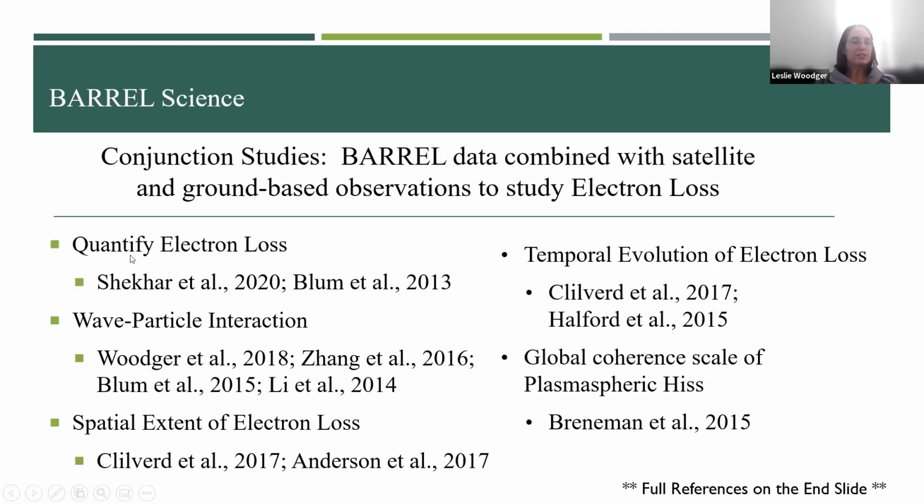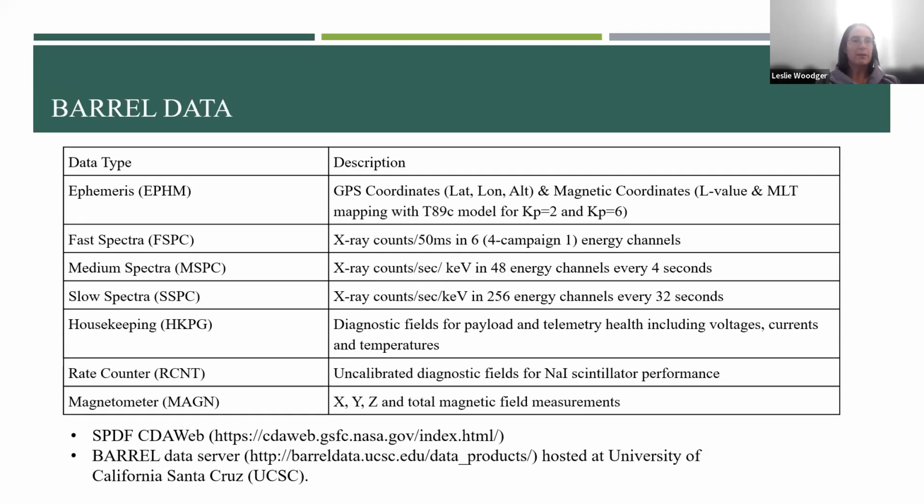So you can see, just to highlight some of the topics of study that we've been able to quantify: electron loss, lots of studies on wave-particle interaction, spatial extent and electron loss studied on varying time scales, temporal evolution, global coherence scale. So this is all stuff that's meeting those original goals of the Barrel science campaign. Most of these studies have been individual case studies. Unlike some of the statistical studies you get from Van Allen Probes and whatnot, most of the work has been done through case studies for Barrel analysis, but certainly some really interesting and good work there.